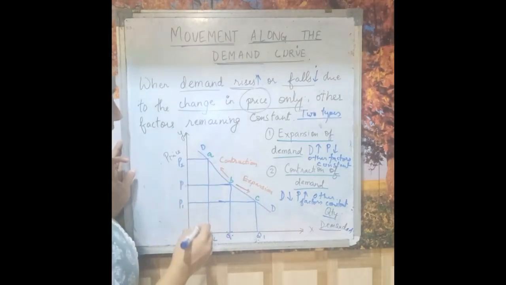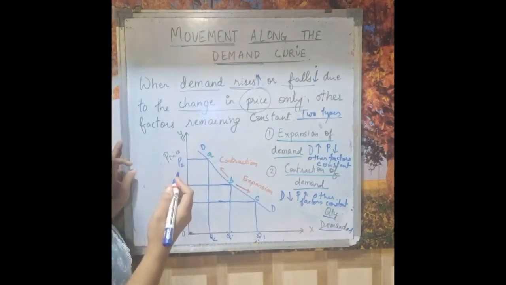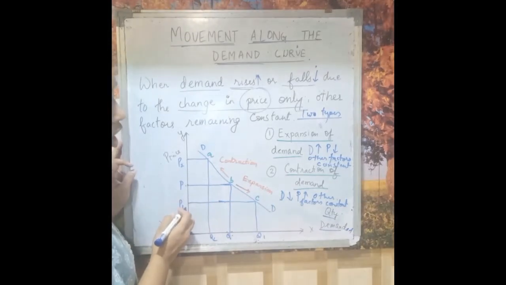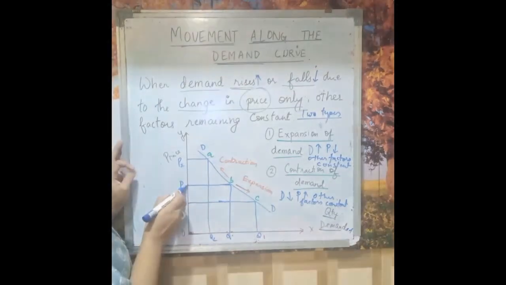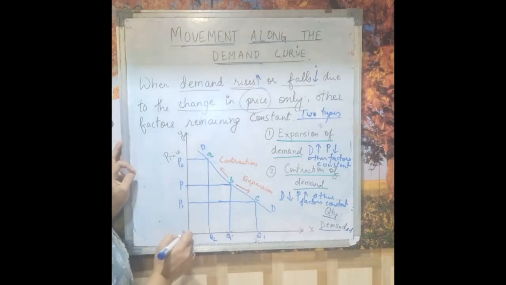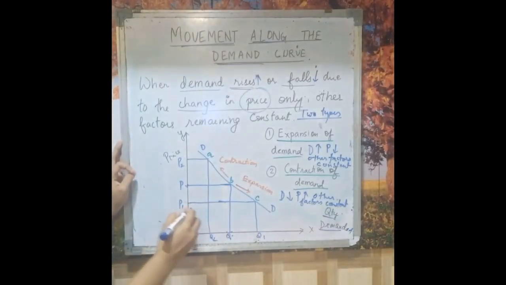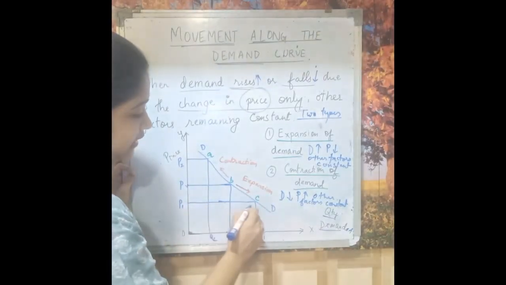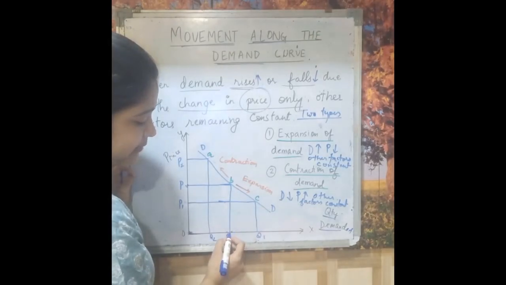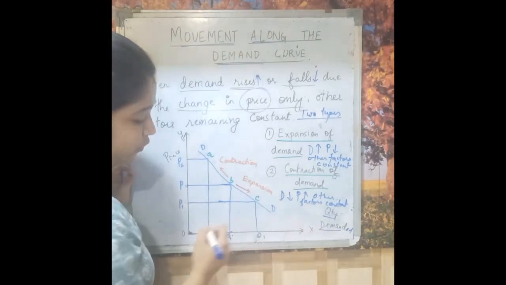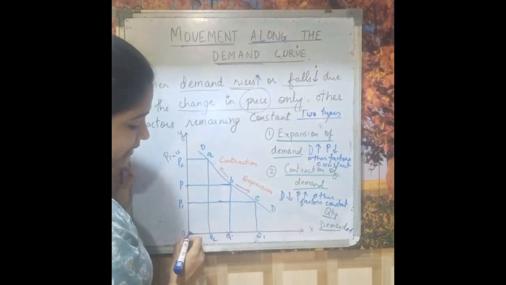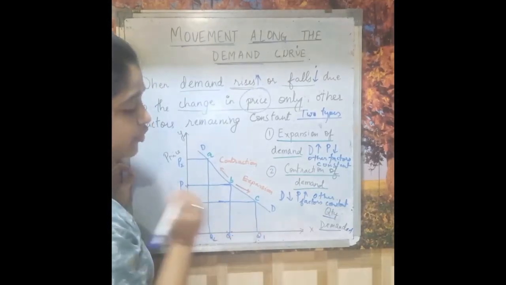Now let us take a situation when there is a fall in the price. From OP, the price falls to OP1. What happens if there is a fall in price? There is a rise in demand. Can you see? There is a rise in the demand. From Q, it is going to Q1. The quantity demanded increases from OQ to OQ1.